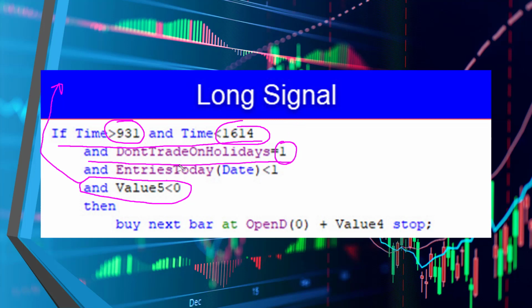This being one means we don't trade on any of the holidays in the list, and that list is updated each year. Entries today of date, no more than one. This will also be an input that can be updated. Value 5 is less than 0. We take long trades. Value 5 is proprietary, but we buy the next bar at the open of the day, plus value 4 on a stop. Value 4 is also proprietary, and that is basically a resistance level that is also calculated up above this. And so that is the long signal.